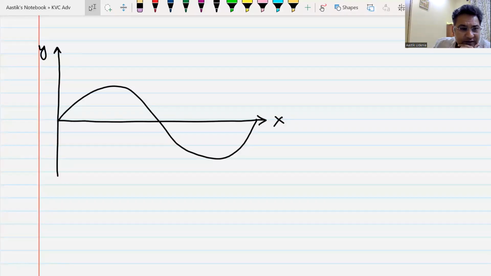What will this graph give me? If I draw a graph between y and x, what does this graph tell me? It gives me what? Shape of the wave, sir. It gives me the shape of the wave. Shape of the wave means it is giving me the position of all the particles of the wave at one given time. Do we understand this?